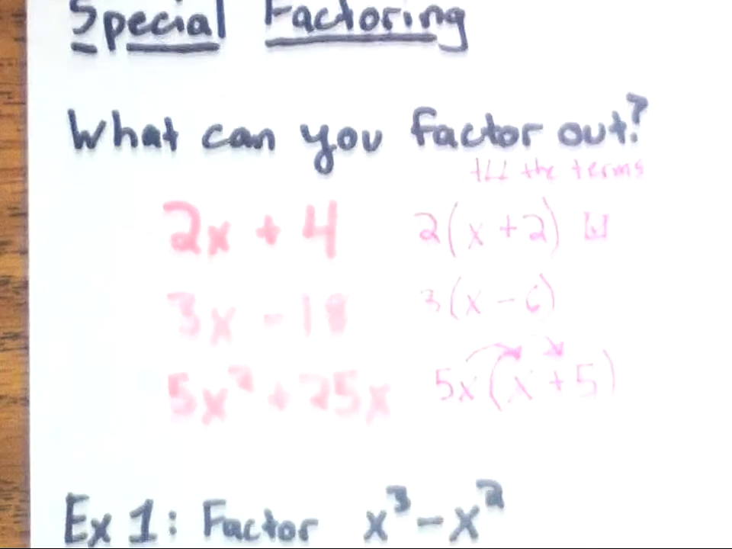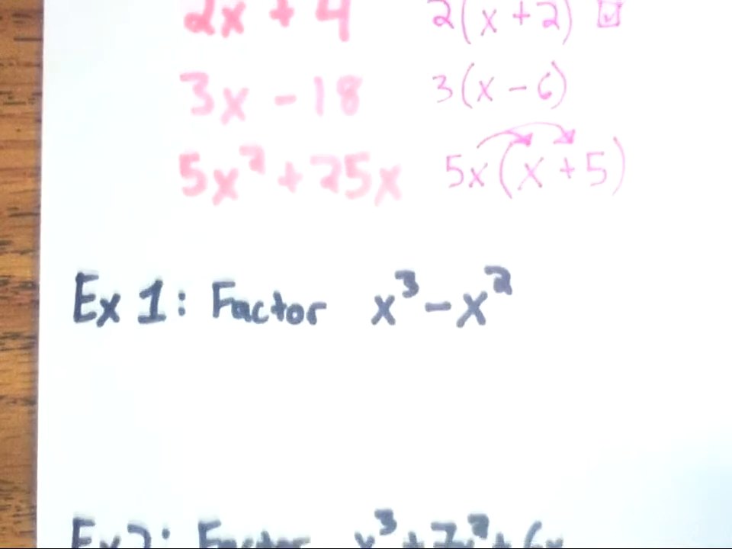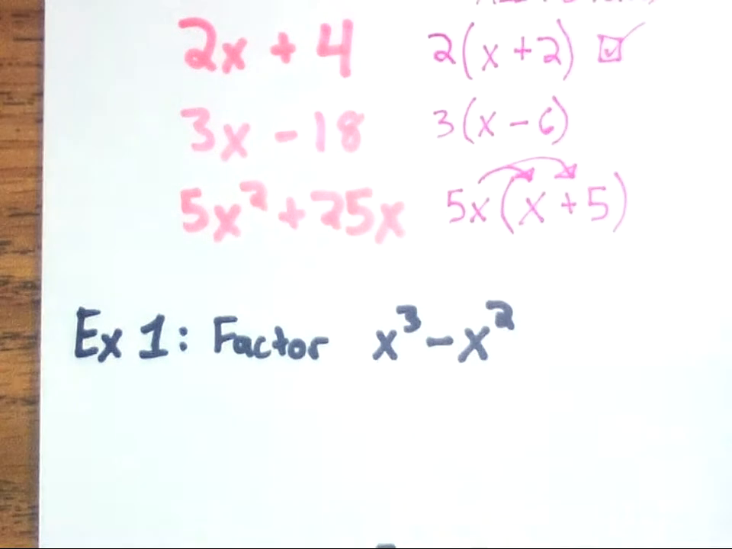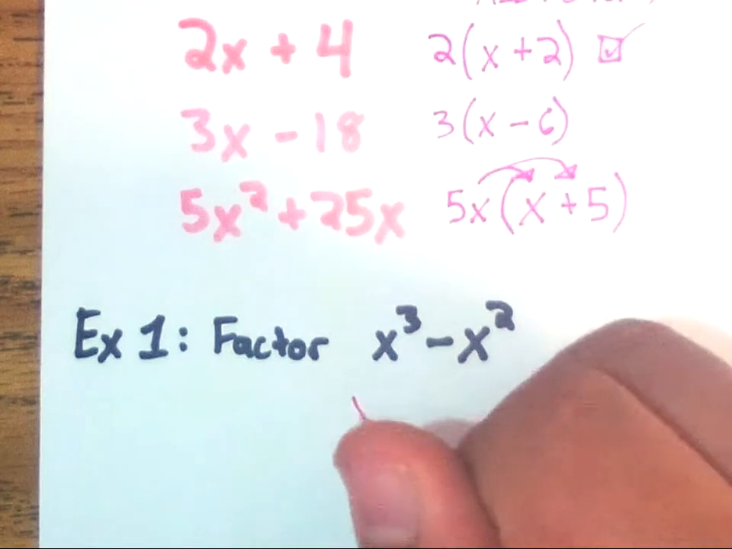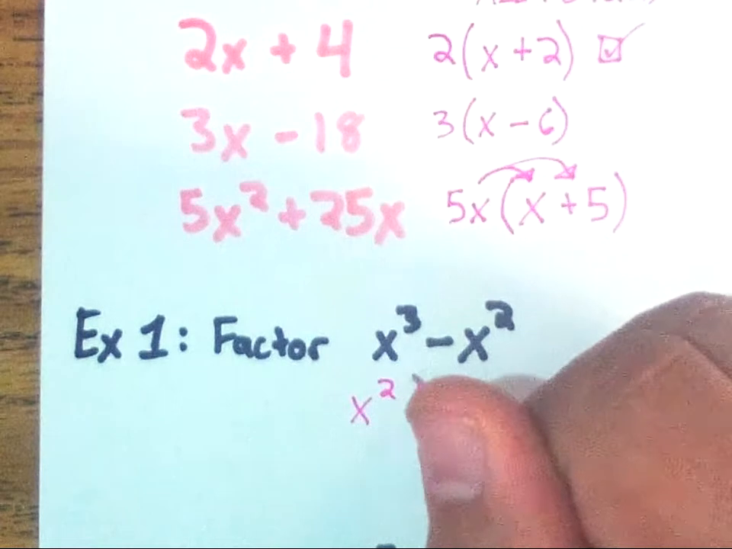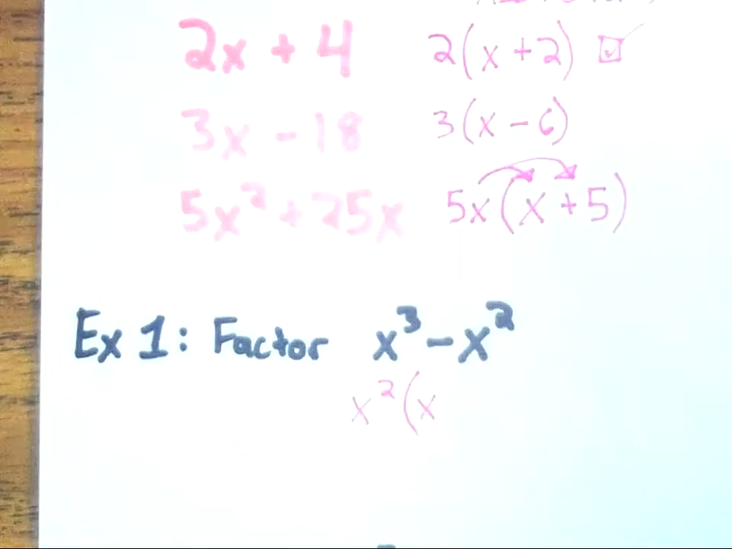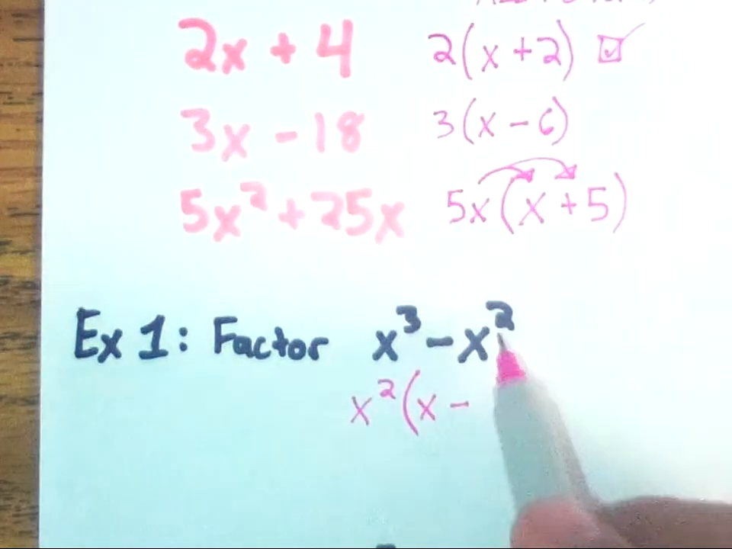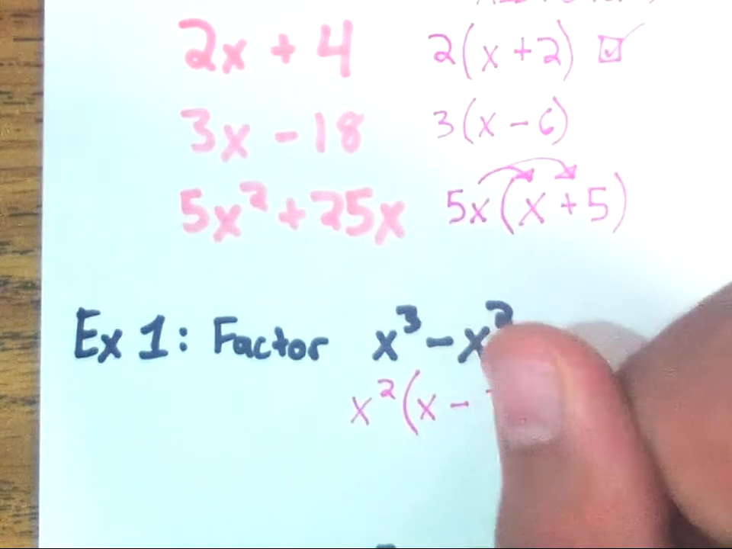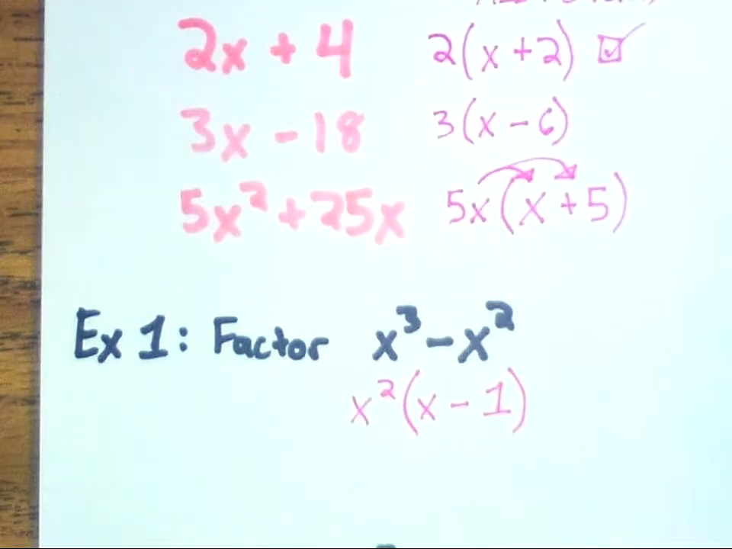Now, let's take a look at some examples of when we would use this for our work. So here we have factor x cubed minus x squared. Well, again, before we start anything else, let's see if there's factors we can remove from all the terms. And in this example, we can actually remove x squared. So x cubed take away x squared would leave us with just x. And the minus would stay. X squared take away x squared, well, that's everything. So we would leave 1. And that's it. You're done.